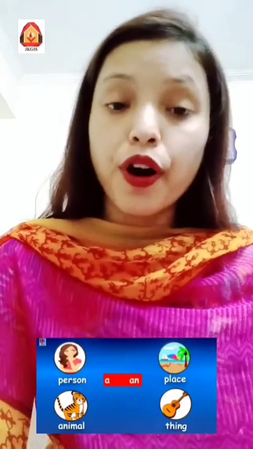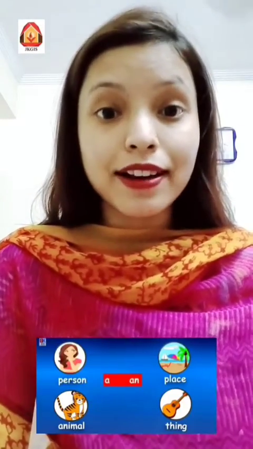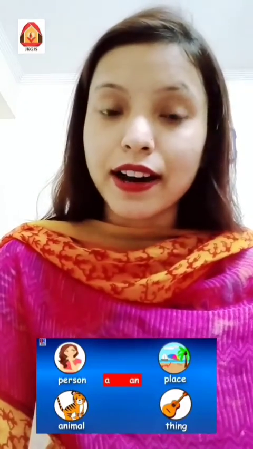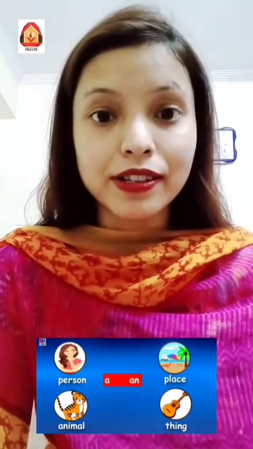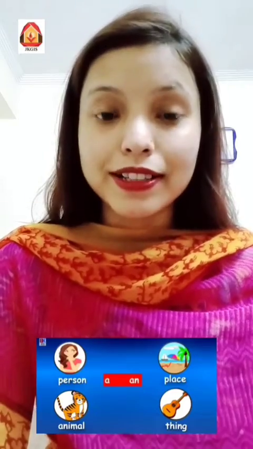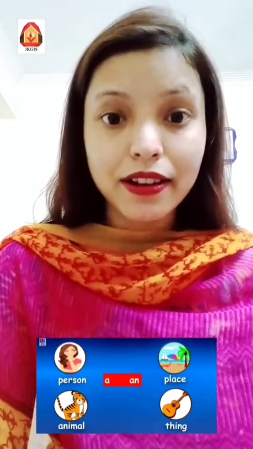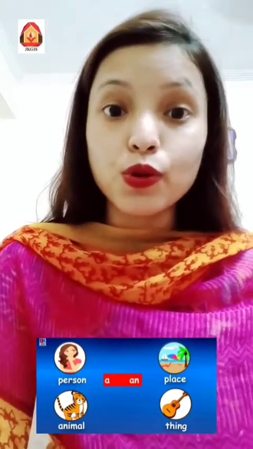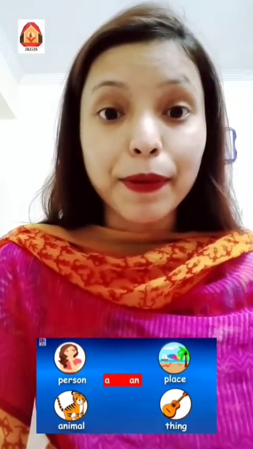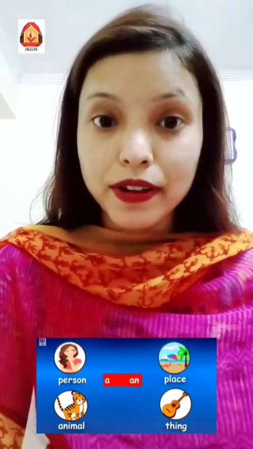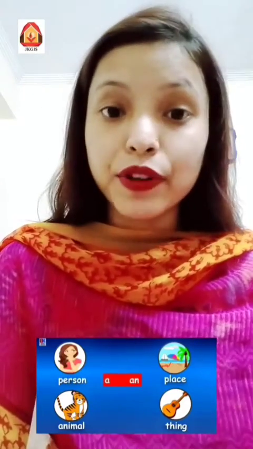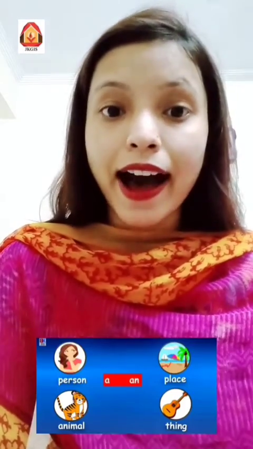And do you know when we use these articles? We use these articles before naming words. इनको हम नेमिंग वर्ड से पहले यूज़ करते हैं. Now what are the naming words? Naming words are those words जिनसे हमें पता चलता है किसी पर्सन, एनिमल और थिंग के बारे में. ठीक है. सो एंड वी यूज़ ए एंड एन बिफोर नेमिंग वर्ड्स.